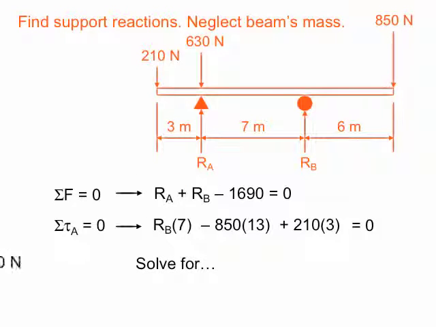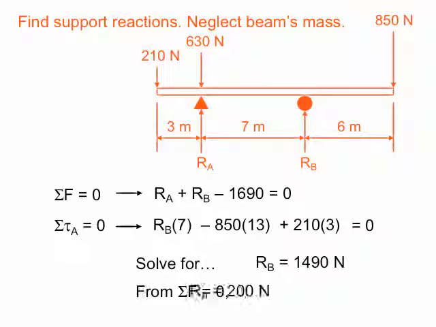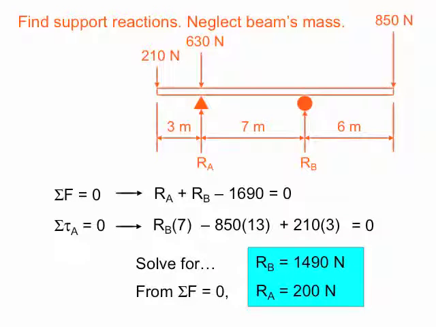Okay, so we solve for this. You get 1,490 newtons for RB. And of course, going into the original problem being that the sum is 0, you get an RA of 200 newtons.